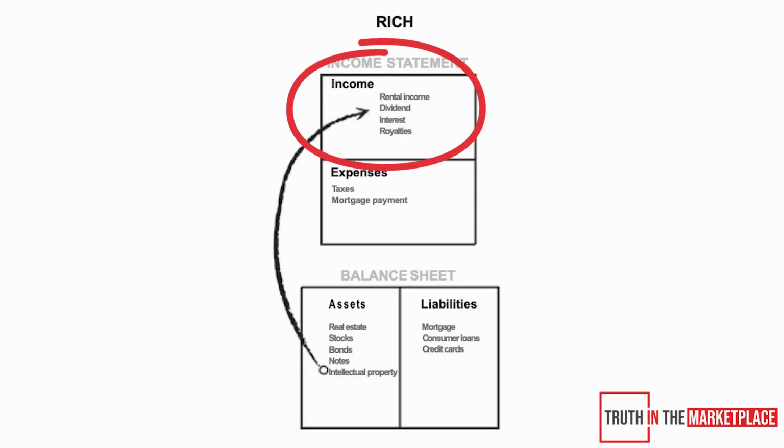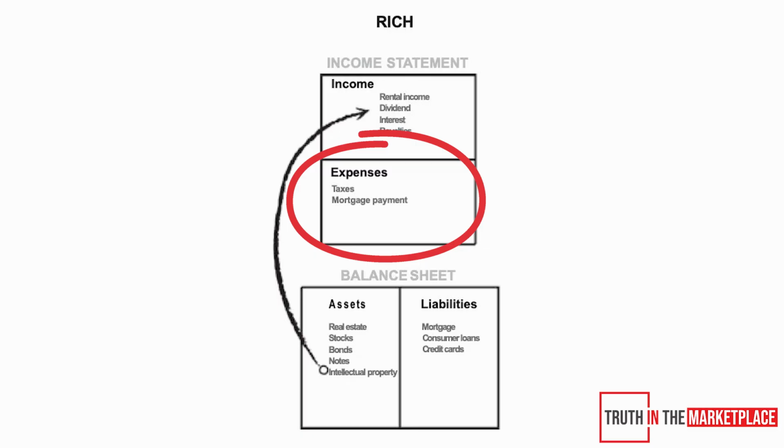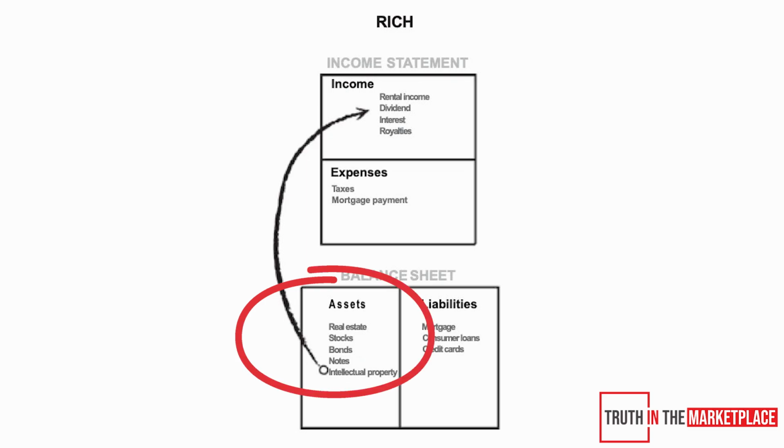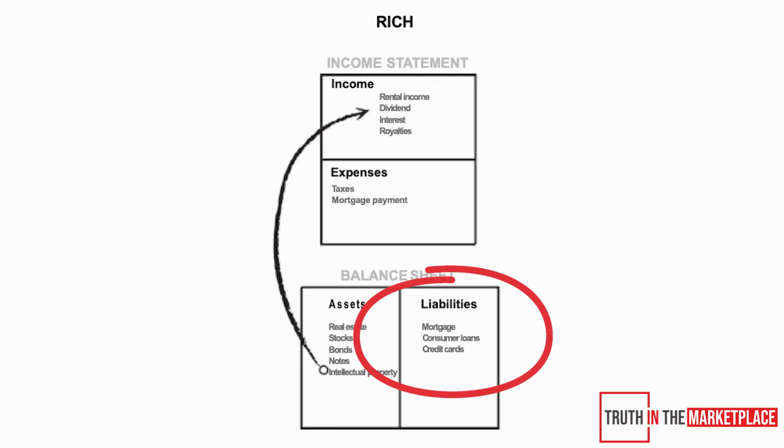Now let's look at the rich type of income statement and balance sheet. In the income section, you'll see there's rental income, dividend, interest, and royalties. In the expenses, you'll see there's taxes and mortgage payment. In the balance sheet section, on the asset side, you see real estate, stocks, bonds, notes, and intellectual property. On the liability side, you see mortgage, consumer loans, and credit cards. The difference between the other two types of income statement and balance sheets is that the richest income comes from the assets and not in the form of a job, okay? Now, when those assets generate income, it comes in the form of rental income, dividend, interest, and royalties.